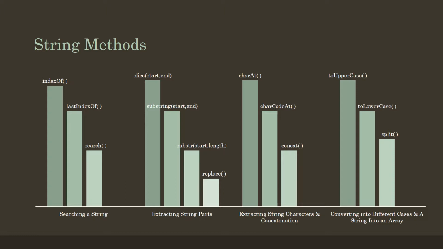The third category, extracting string characters and concatenation, includes methods like charAt, charCodeAt, and concat. We'll see the examples of these in the next slide. The fourth category is converting into different cases and a method for converting a string into an array. So these are toUpperCase, toLowerCase, and split methods. These 3 also we'll cover in the next slide.